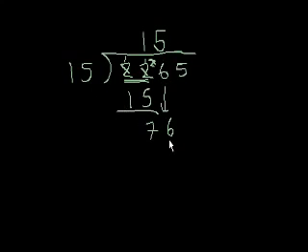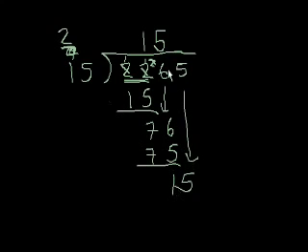So 5 times 5, once again, I already figured it out in my head, but I'll just do it again. Oh, sorry. 5 times 5 is 25. Then 5 times 1 is 5, plus 2 is 7. Now we just subtract. 76 minus 75 is clearly 1. Bring down that 5.